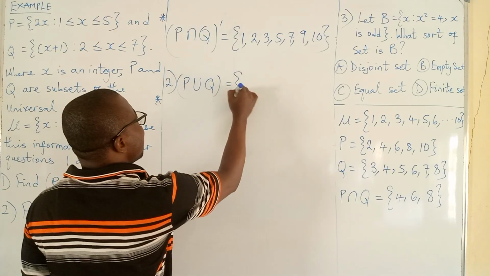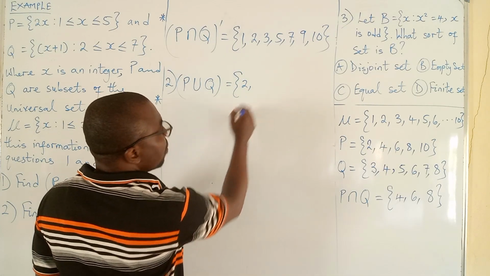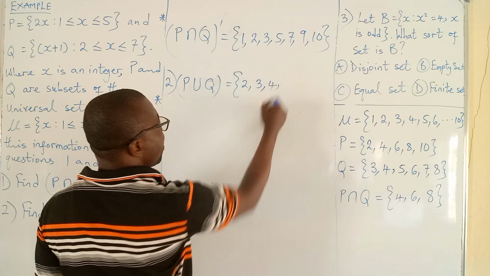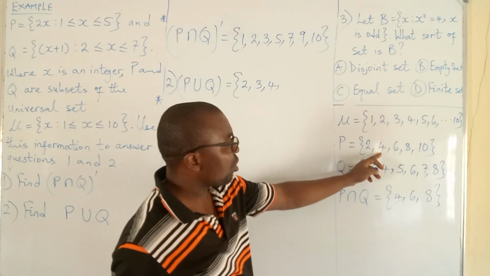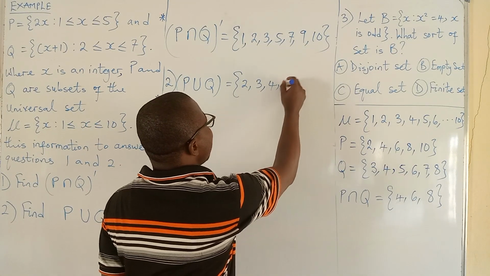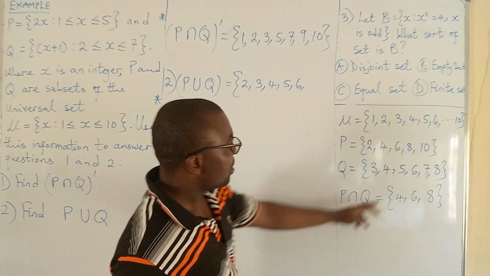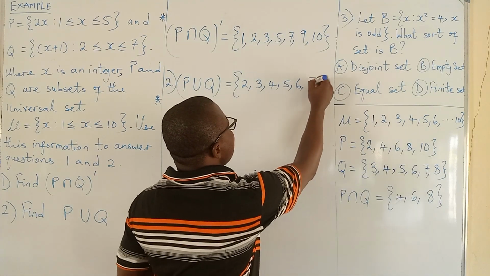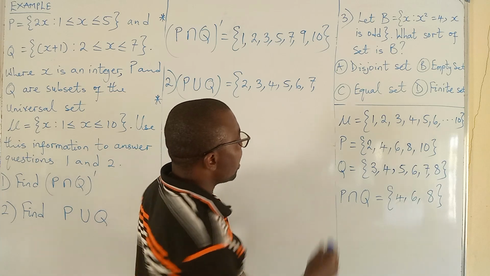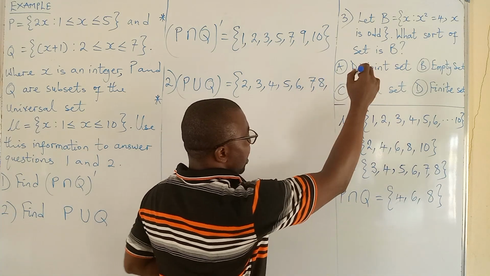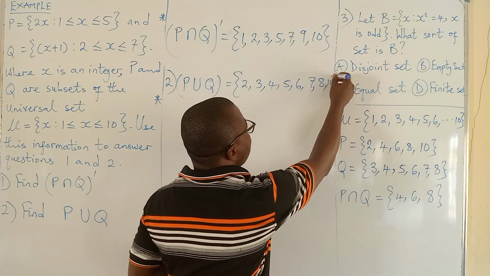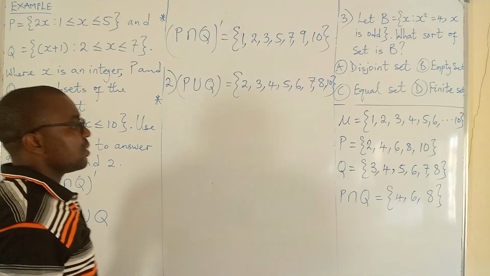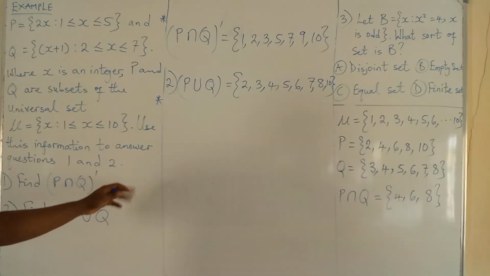So we have 2, we have 3, we have 4. There is 4 here, there is 4 here, but you will not repeat the element. We also have 5, we have 6, we have 7, we have 8, and then we have 10. That's it. So that's the answer to question number 2.